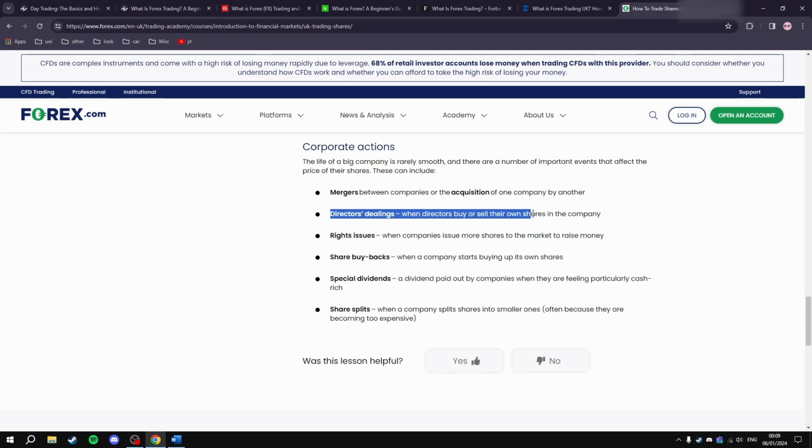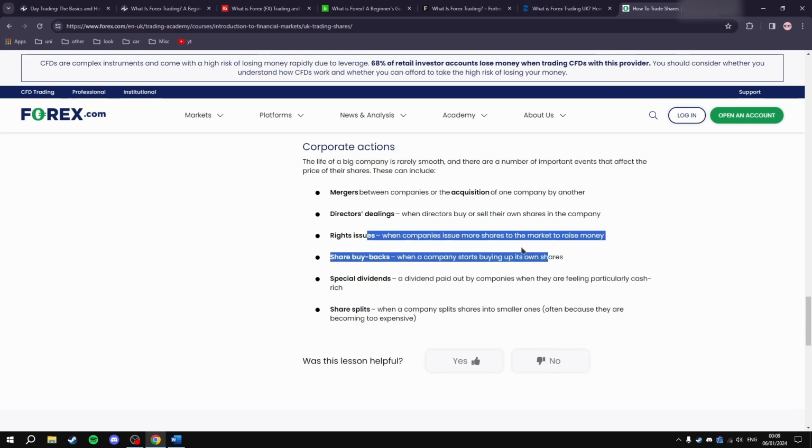Directors' dealings, when directors buy or sell their own shares in the company. If the director buys their own shares, there is less supply and higher demand, so the share price is going to increase. If they sell, there's more supply and less demand, so the share price is going to decrease.